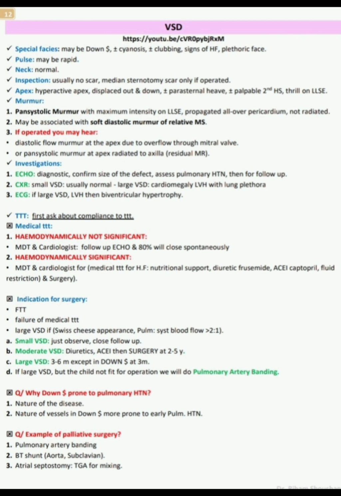Examples of the palliative surgery. These are pulmonary artery banding, then BT shunt, that is aorta and subclavian. Number 3 is atrial septostomy because of TGA, transposition of great arteries, for mixing. So this is all about VSD.